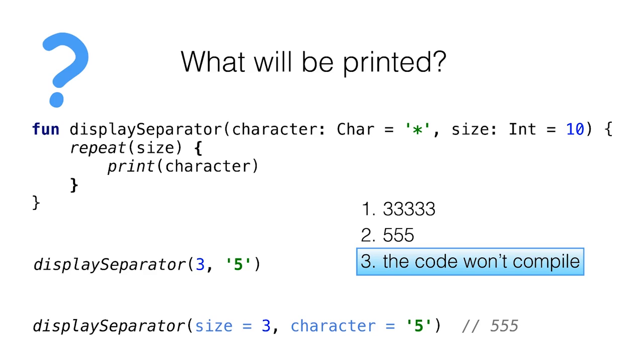If you pass the arguments by name, you can change their order easily. In this case, we get what we expect. It prints character 5 by 3 times.